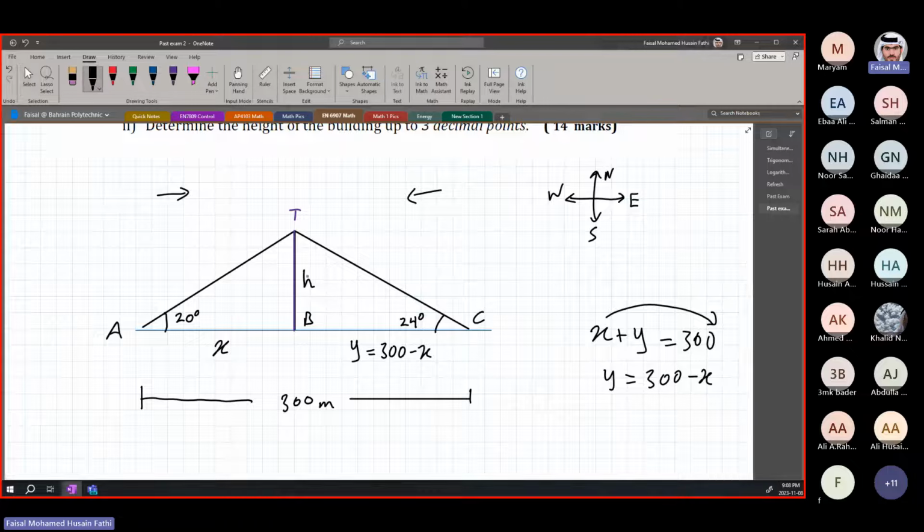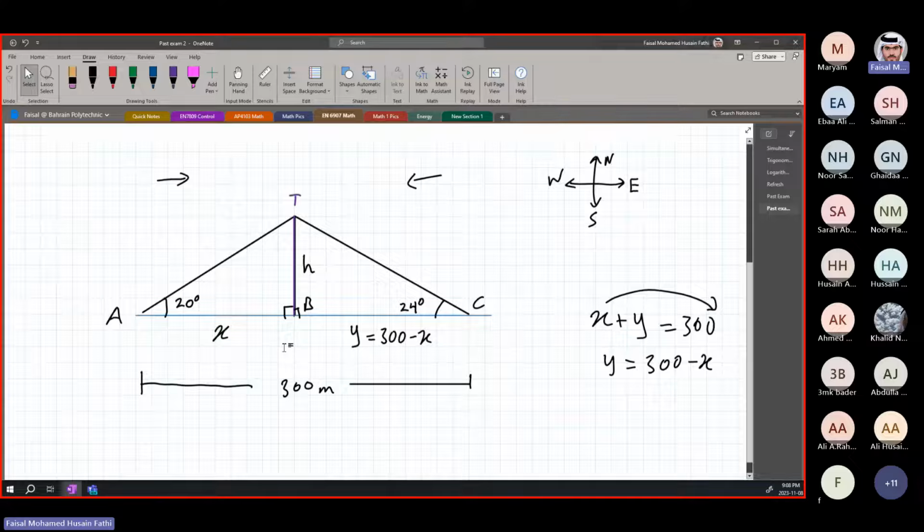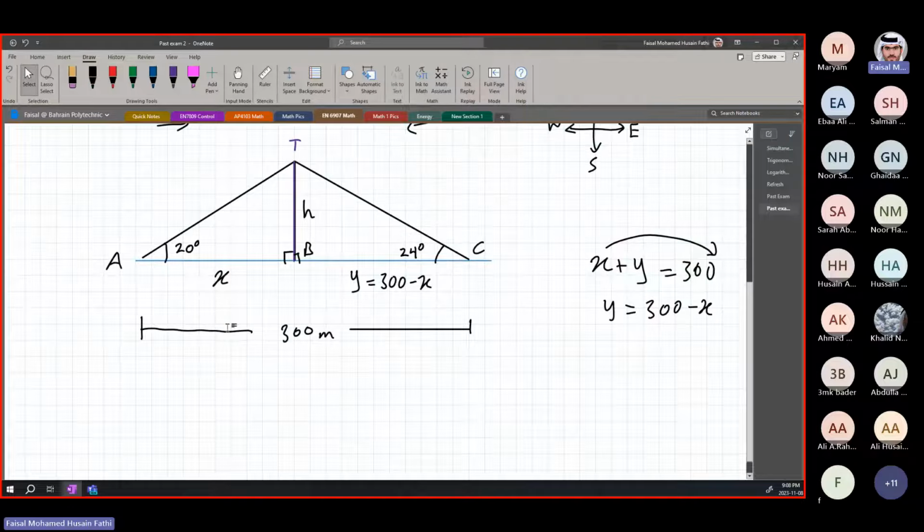They're both right triangles, because this is a right angle here. For right-angled triangles, it's very straightforward, very simple to solve. Now first, let us look at triangle ATB, which has 20 degrees. We're going to be dealing with x and h. This is h in this case. h is opposite and x is the adjacent. So opposite over adjacent is tan. So tan 20 degrees is equal to opposite, which is h, over adjacent, which is x.